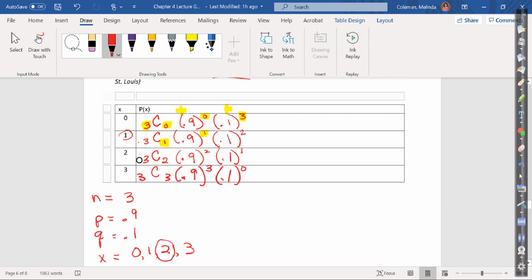And when I do so, I have, the first one was 0.001, the second one was 0.027, the third one was 0.243, and then the last one is 0.729.